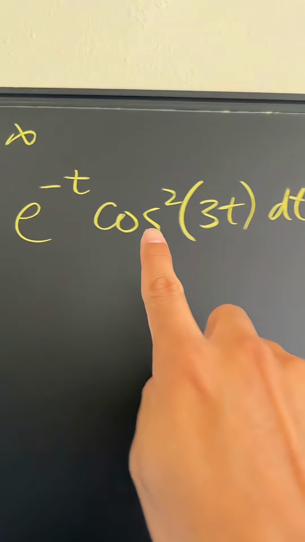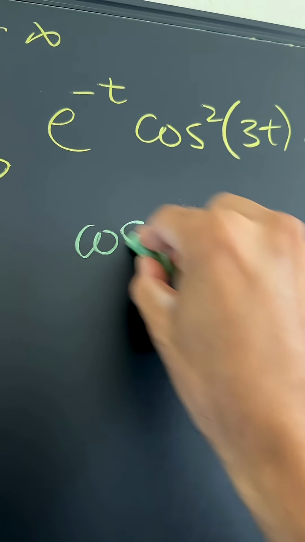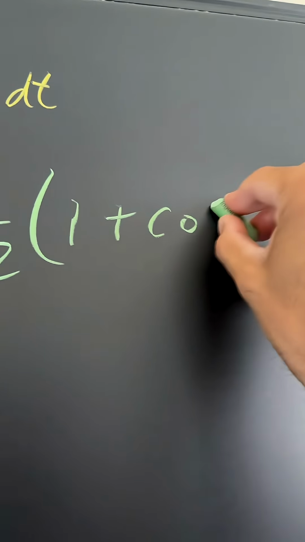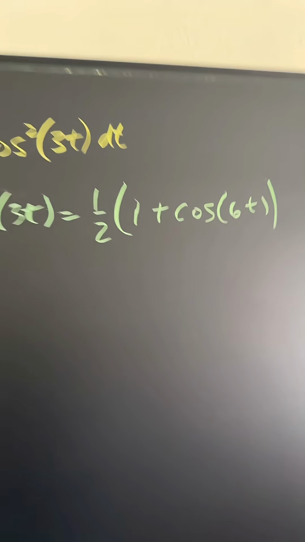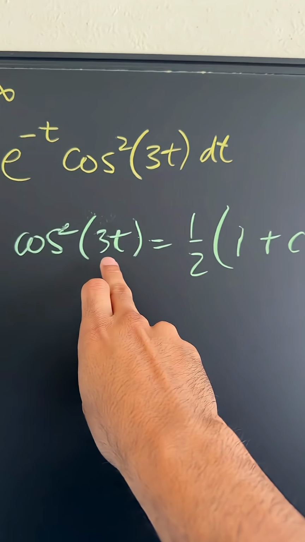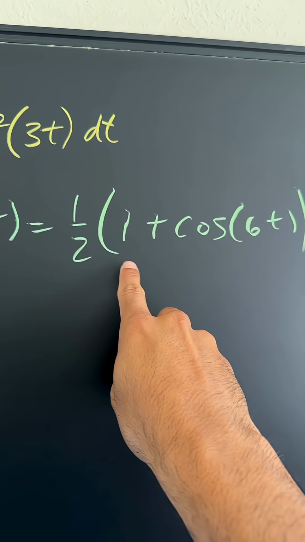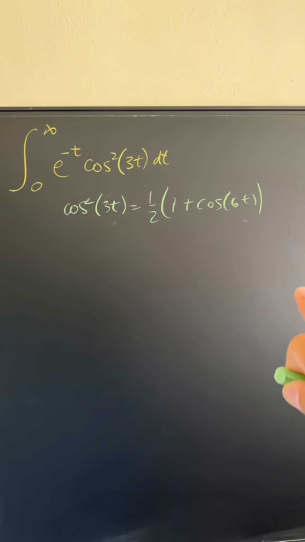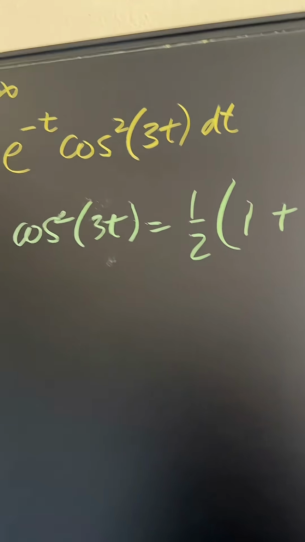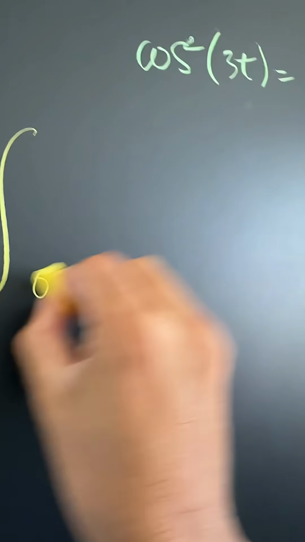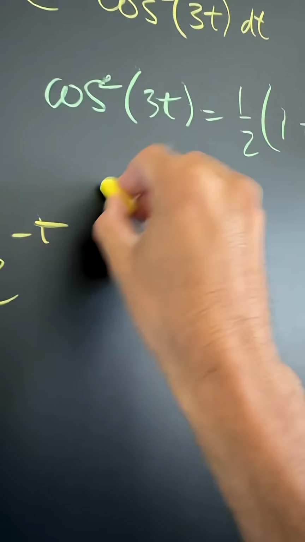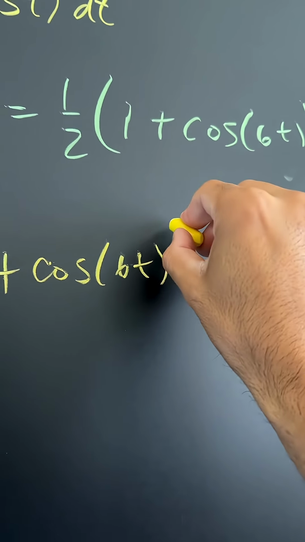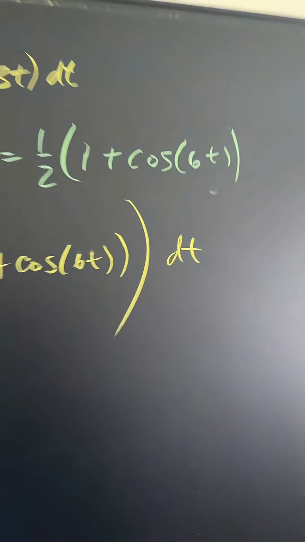So how do we go about it? Well, don't forget, cosine squared of 3t is going to be 1/2 times 1 plus cosine of 6t. This is basically the power reducing formula where, whatever this value is, it's going to be 1/2 of 1 plus cosine of that double value right there. And now that we have that, it's going to make our integral so much easier because it's going to become the integral from 0 to infinity of e to the negative t, and then we have 1/2 times 1 plus cosine of 6t.